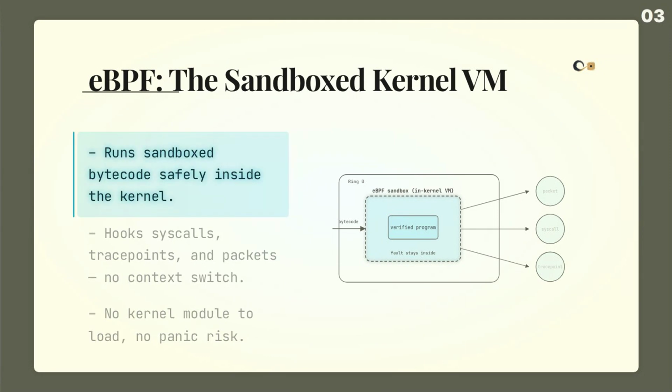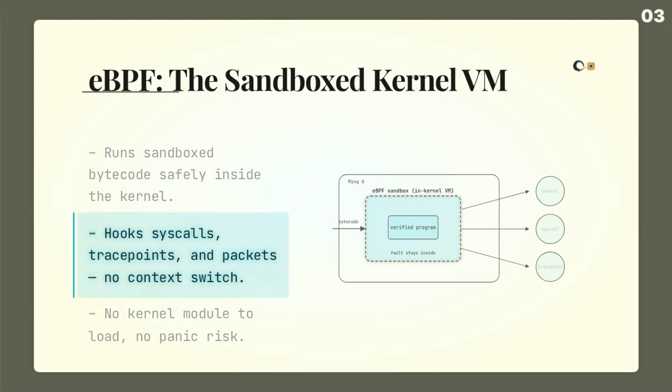Historically, if you wanted to extend kernel behavior, you had to write a Linux kernel module, or LKM. But LKMs are highly risky. A single null pointer dereference or out-of-bounds memory access could trigger a catastrophic kernel panic, crashing the entire operating system. eBPF bypasses this risk entirely by implementing ring 0 sandboxing, running safely within a protected virtual machine inside the kernel space itself. Look at the verification process shown here.